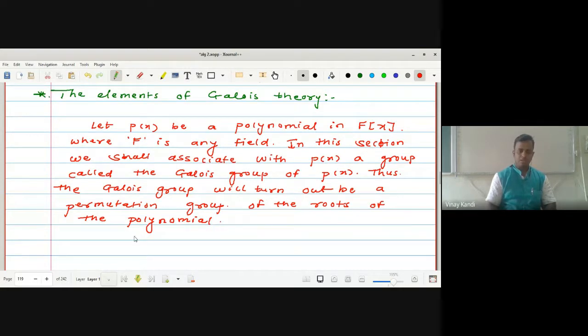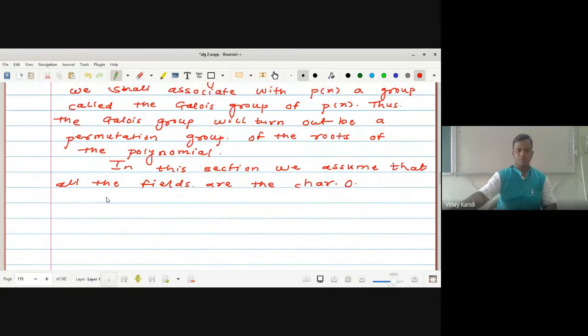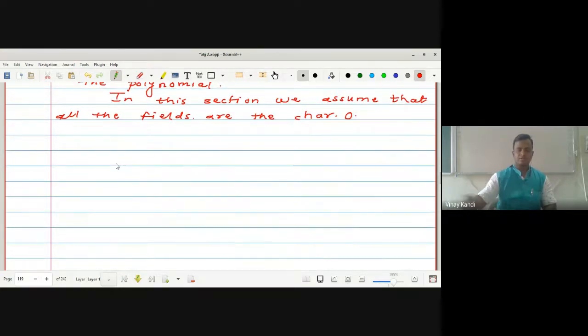And in this section, we assume that all the fields are of characteristic 0. Okay, and the next point is automorphism of a field.